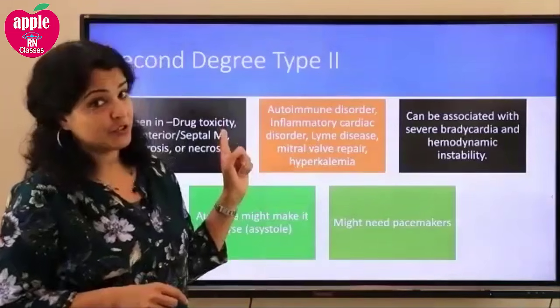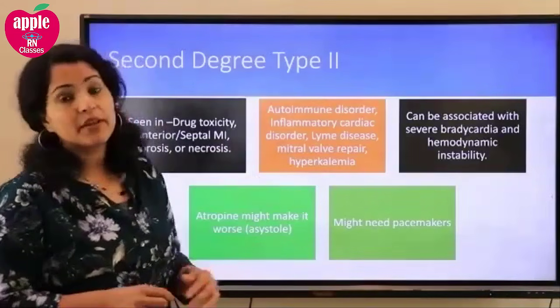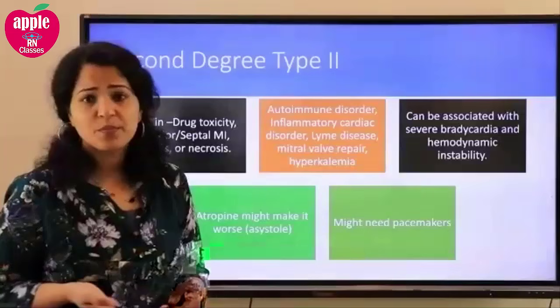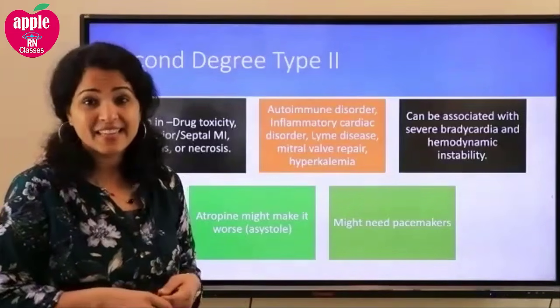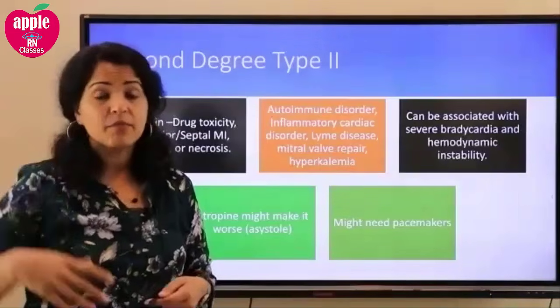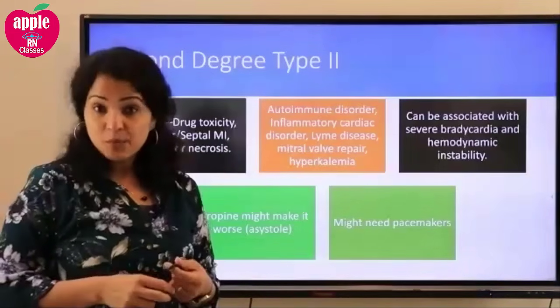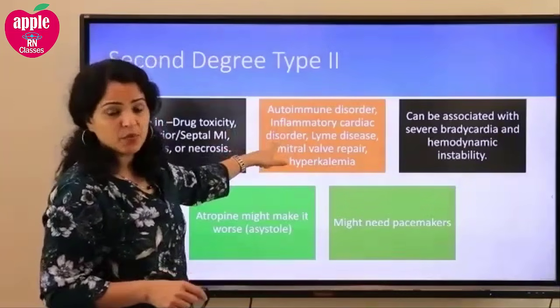Hyperkalemia, we saw that too, right? In first degree also it can happen. So it can happen here too. Hyperkalemia is always a problem, because it messes up the cardiac rhythm and the action potential, everything is messed up when there is a high potassium level. So these are some of the things which are very important.